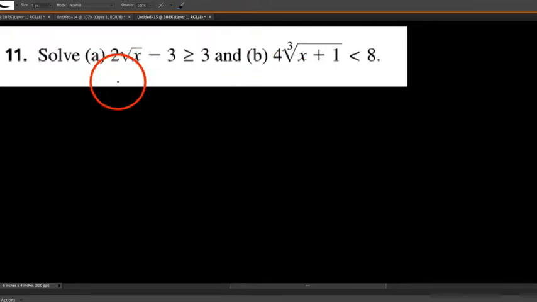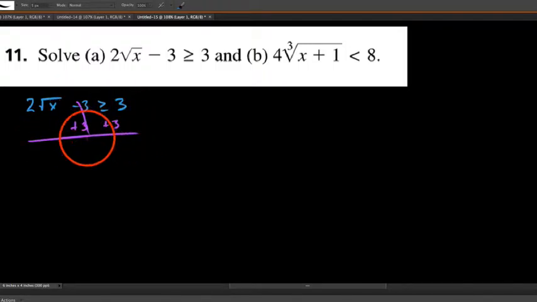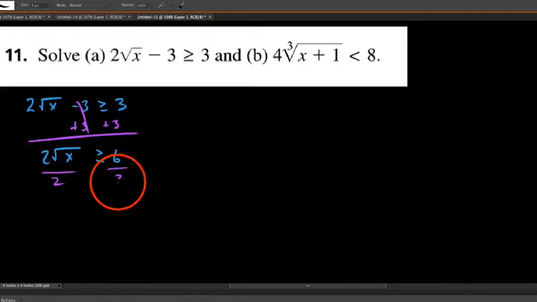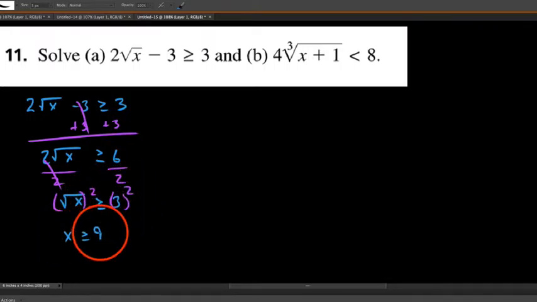So let's go and take a look at A. We've got 2 times the square root of x minus 3 is greater than or equal to 3. Because I'll treat this just like an equation, I'll go ahead and add 3 to both sides. We've got to get this radical by itself. We've got greater than or equal to 6. We'll go ahead and divide by a positive 2. So we get the square root of x is greater than or equal to 3. And then we'll go ahead and exponentiate both sides here. It looks like we're going to need a 2. So we get x is greater than or equal to 9.